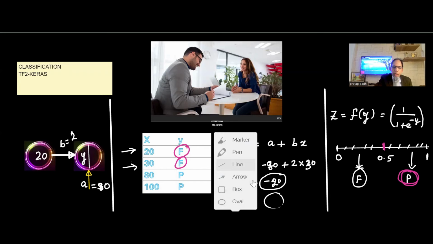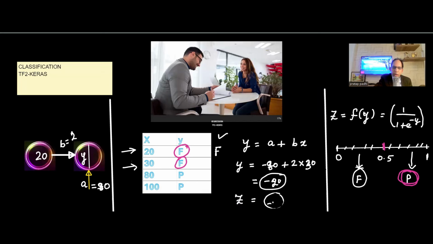So here you will get something like minus 0.1, and this falls here, so this will be termed as failed. Good. So far, so good. Now let's put 80. If you write 80 here, this will be positive.